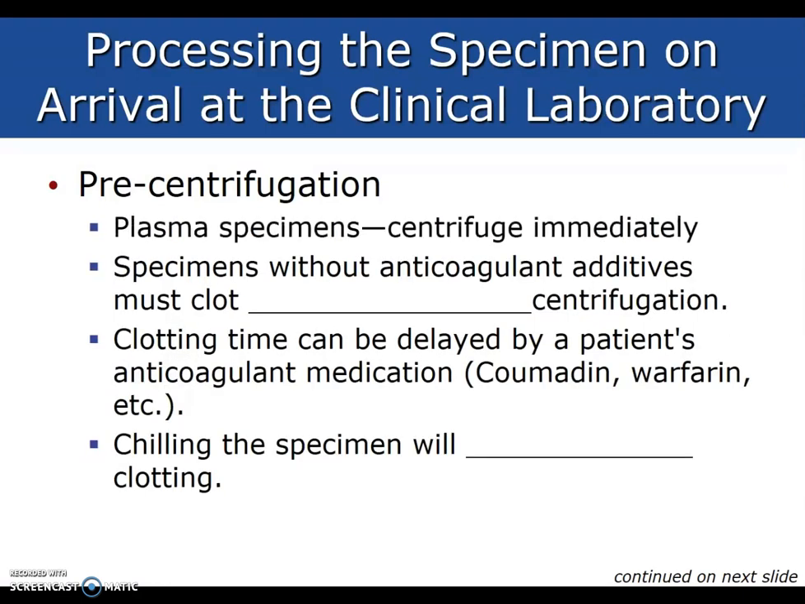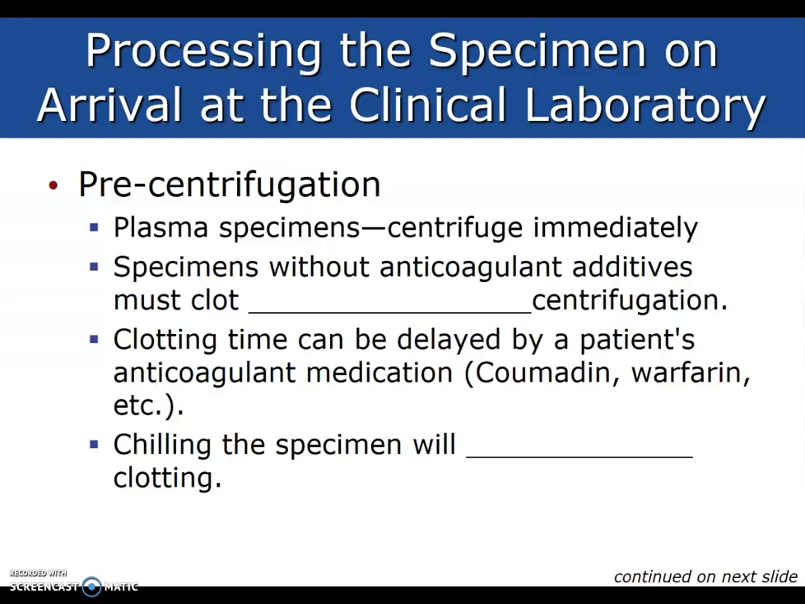Again, pre-centrifugation, plasma specimens can be centrifuged immediately. Specimens without anticoagulant additives must clot 30 to 60 minutes prior to centrifugation. Clotting time can be delayed by a patient who's on anticoagulants, and chilling the specimen will delay clotting.